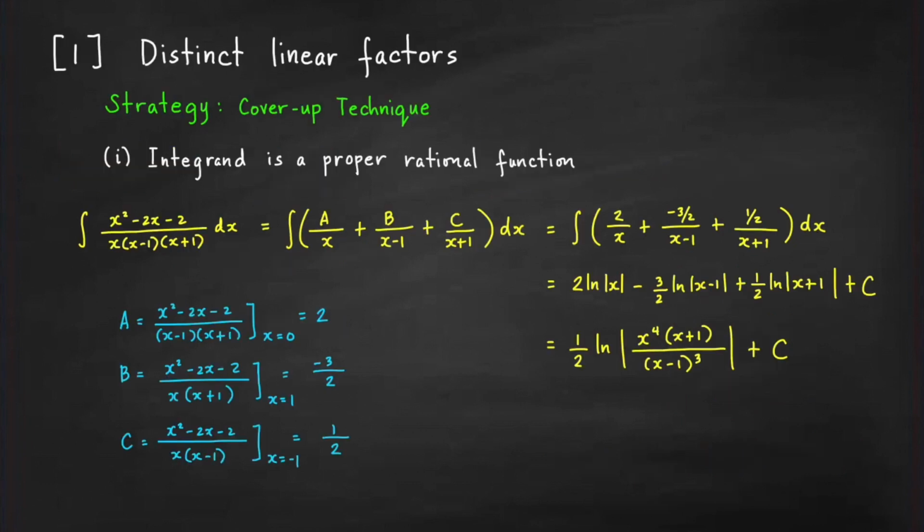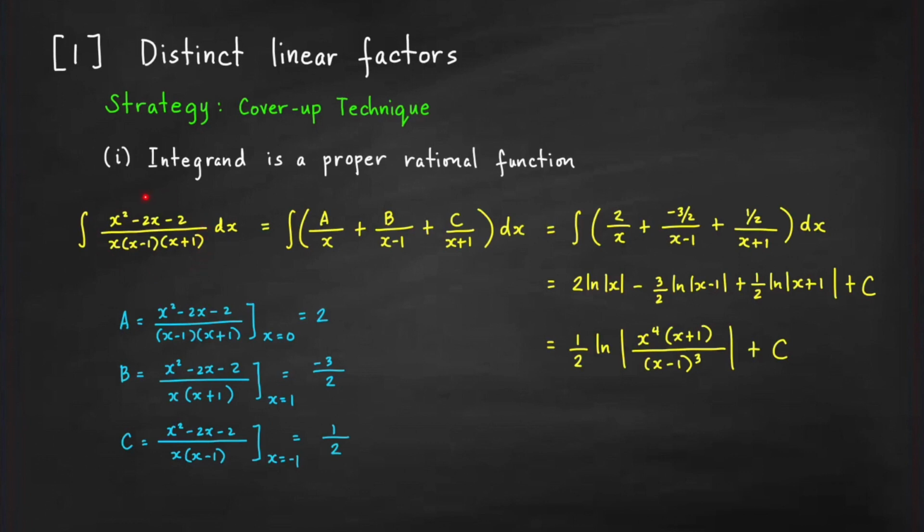Now, let us consider integrals where the integrand has distinct linear factors in the denominator. In this case, the best strategy to evaluate the integral is using this cover-up technique. You might be familiar with this technique already. So let us first consider the case wherein the integrand is a proper rational function. When we say proper, the degree of the numerator is less than the degree of the denominator. So for example, we're evaluating this integral.